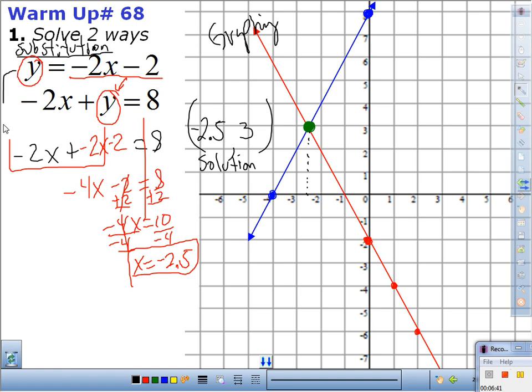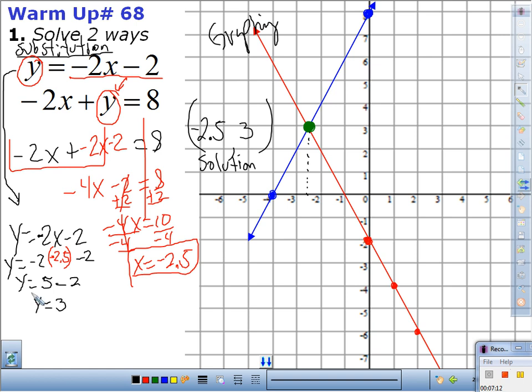No. Now I need the other equation. Y equals negative 2x minus 2. But instead of x, what am I going to write here? Negative 2.5. Bring everything else down. The y, the equals, negative 2, and then the negative 2. So, what is negative 2 times negative 2.5? 5 minus 2. What is 5 minus 2? 3. Therefore, my solution for this one is negative 2.5 comma 3.